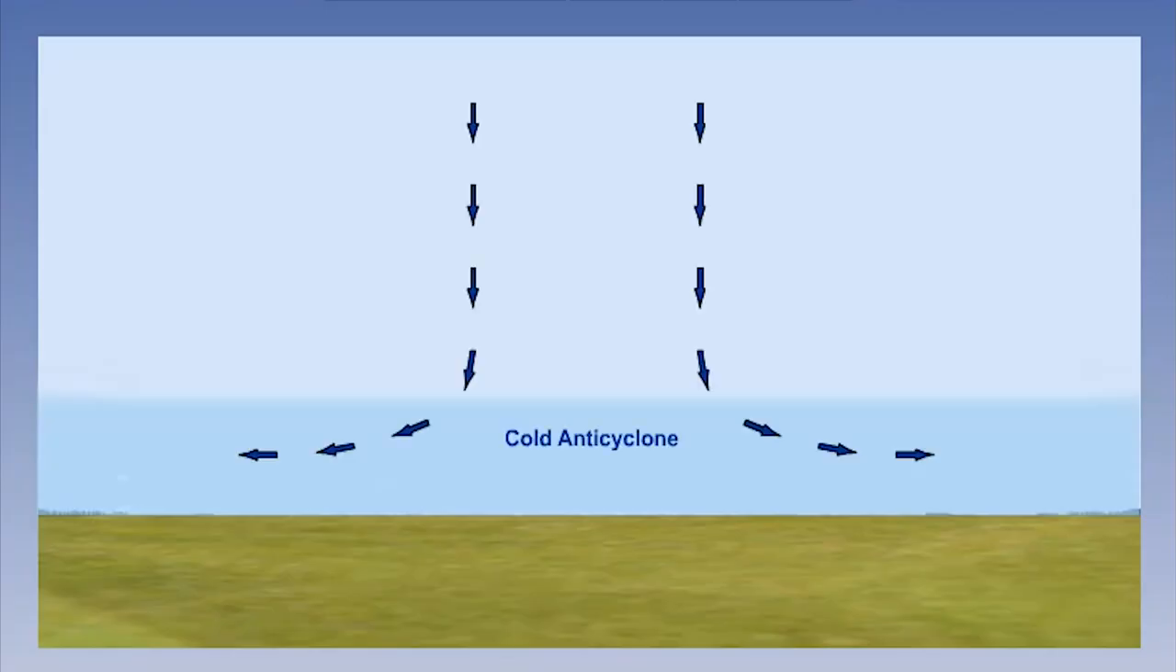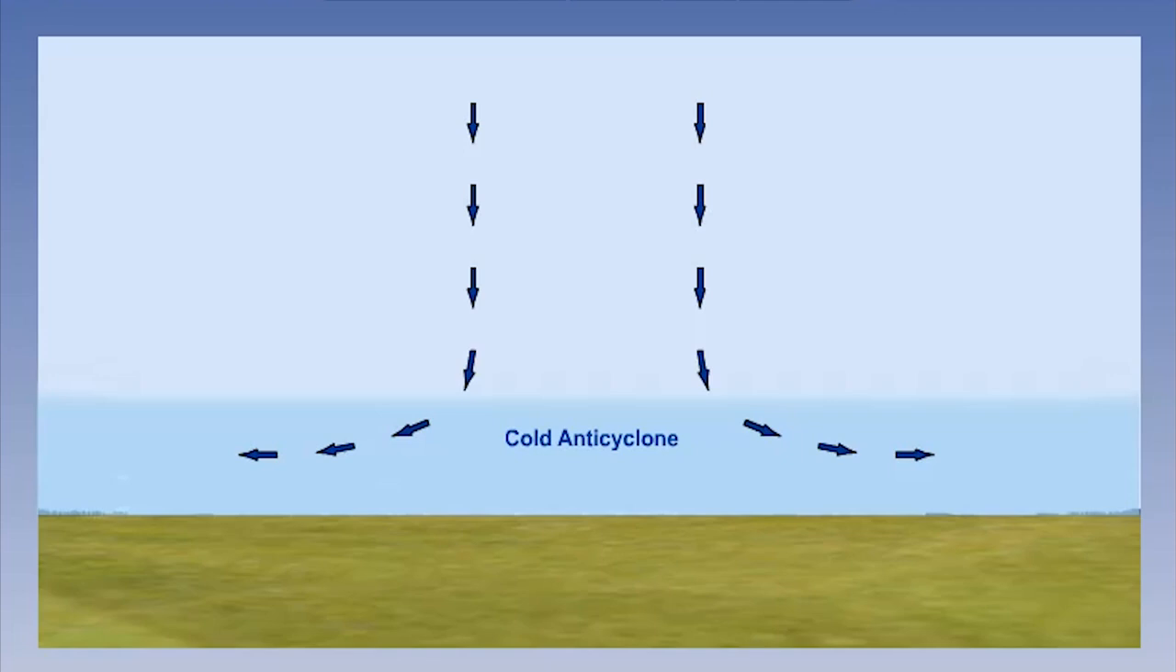There is another way to generate a high pressure and for air to descend. If the land surface is very cold, then this will cool the layer of air in contact with it. This will in turn cool the layer of air immediately above, and so forth. These layers of air will slowly get heavier and heavier and sink as this cooling continues. The result is a gentle, widespread subsidence of air, creating a cold anticyclone.